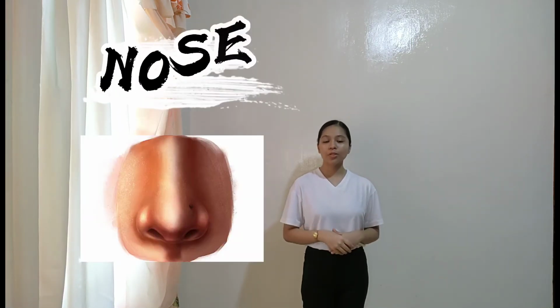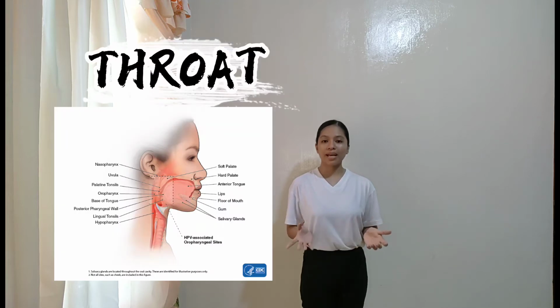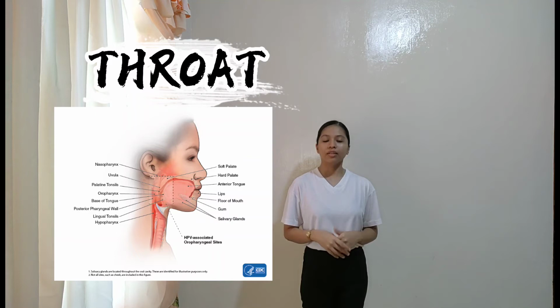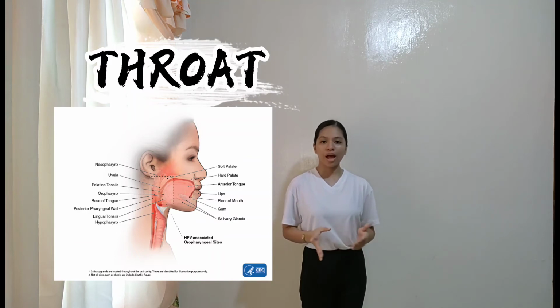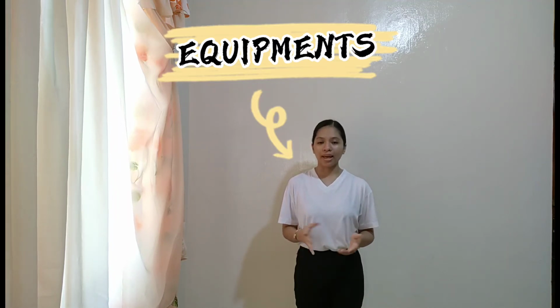The nose is the body's primary organ of smell and also functions as part of the body's respiratory system. Regarding the throat, it is a passage from the mouth to the stomach or to the lungs, including the pharynx, esophagus, larynx, and trachea. The equipment we need in conducting this assessment is a penlight.